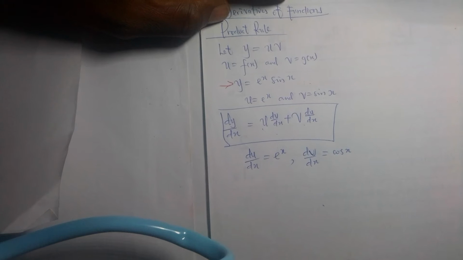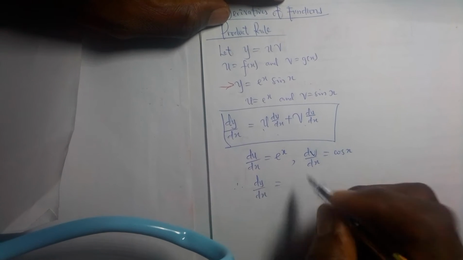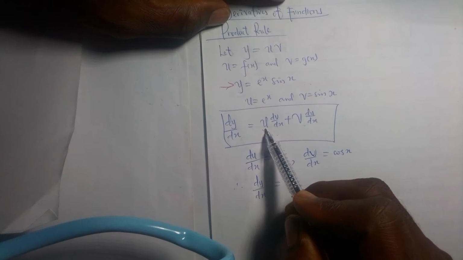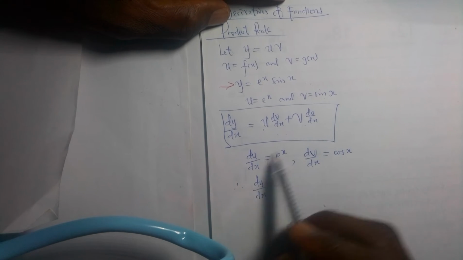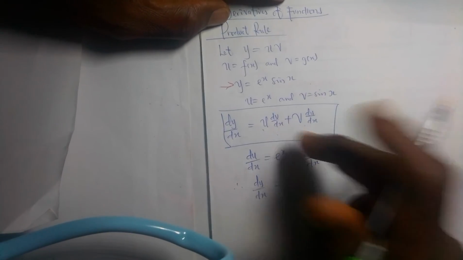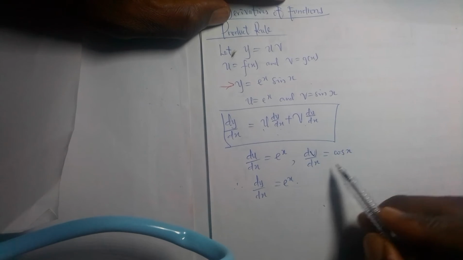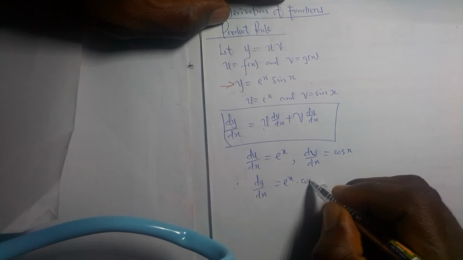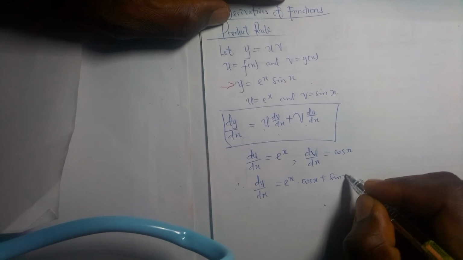So now, therefore, we can say that dy/dx is equal to, since we know the values of u and v to be e^x and sin x, and we have found the derivatives respectively, we have found du/dx, we have found dv/dx, so we just insert all that we have into this equation. So u is e^x, and dv/dx we got as cos x, so that becomes e^x cos x plus v, which is equal to sin x, so we have sin x.